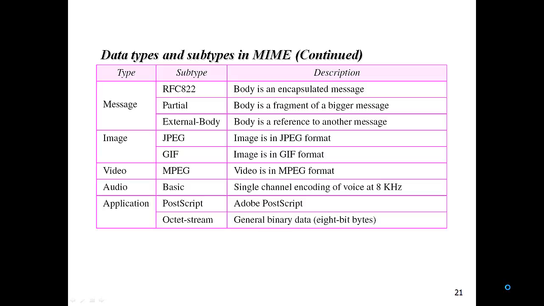Then you can have images, JPEG or GIF. Video can be MPEG. Audio can be single channel encoding of voice at 8 kilohertz, and that's even though you can attach MP3s. This is different. This is a MIME type that's part of the message body. Or applications such as PostScript or an octet string.